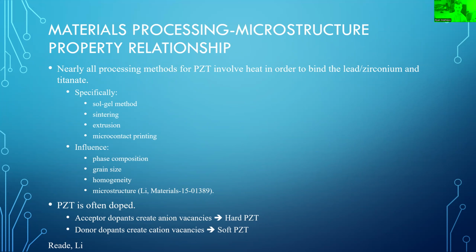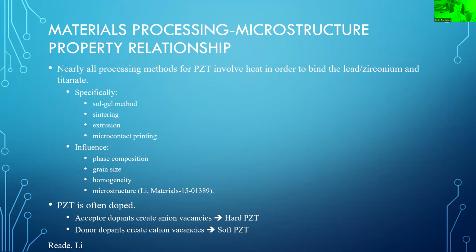Materials processing, microstructure, property relationship. So nearly all processing methods for PZT, lead zirconate titanate, involve heat in order to bind the lead zirconium mixture and the titanate together. There are four different methods that I've listed here. There are others. One is the sol-gel method, which uses evaporation, sintering, which uses heat, extrusion, which is pushing it through the pump, through the hole, like I mentioned a few slides ago, and finally micro contact printing, which is the photolithography method that I mentioned earlier.